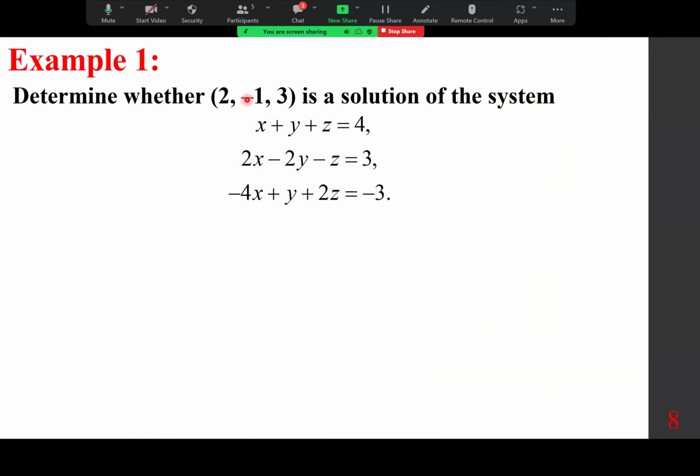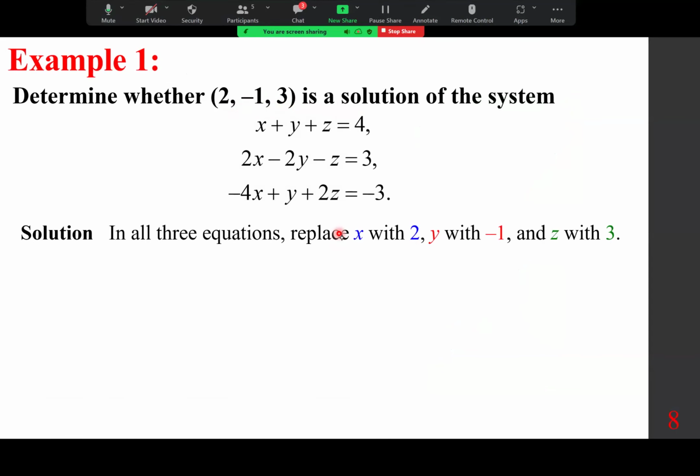Determine whether the triple 2, negative 1, 3 is a solution of this system. So you have to check with each and every one of them. In all 3 equations, replace the x with 2, y with negative 1, z with 3. Let's start from the beginning. The first one, let's replace them accordingly. 2 and 3, 5 minus 1 is 4. So this is a true statement. So far, it's fine.